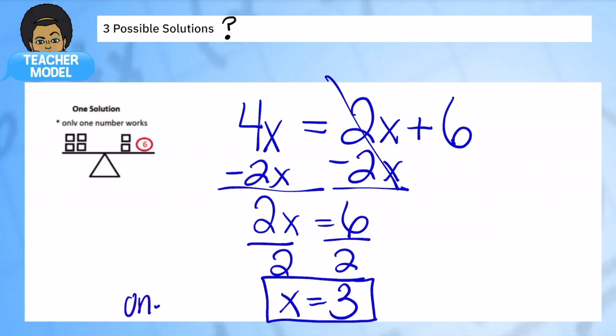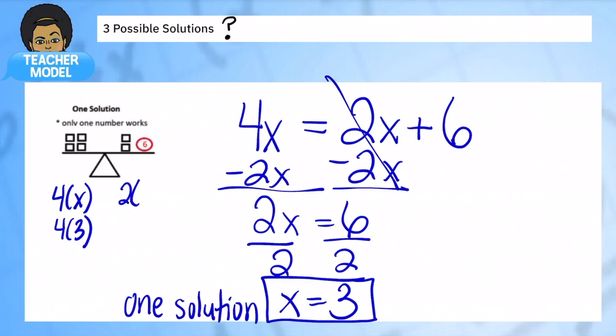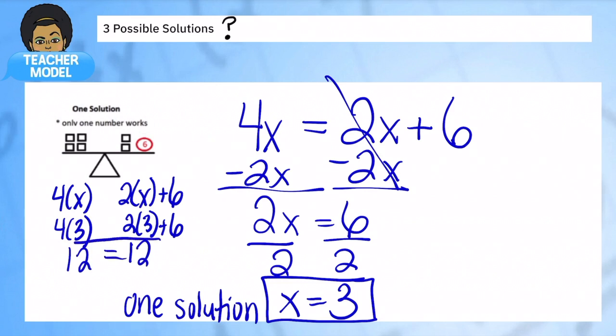There's only one solution here. And if I were to actually plug this back in, and I'll go into looking at my visual, 4x, or 4 times 3, would have the same value as 2x plus 6, or 2 times 3 plus 6. If you were to work them out, you would have 12 on both sides. So this tells me something. It says I only have one answer here. It went to x equals just 3.